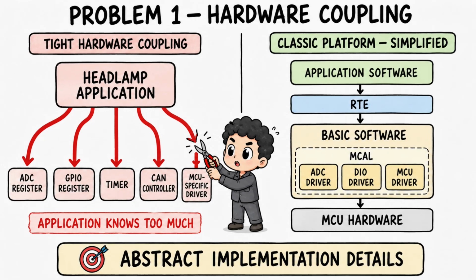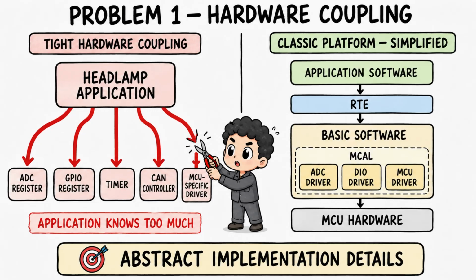Lesson 13 explained why the automotive industry needed AUTOSAR. This lesson is more specific. We are going to identify the recurring engineering problems and connect each one to the part of AUTOSAR's approach that helps solve it. The first problem is unnecessary hardware coupling.